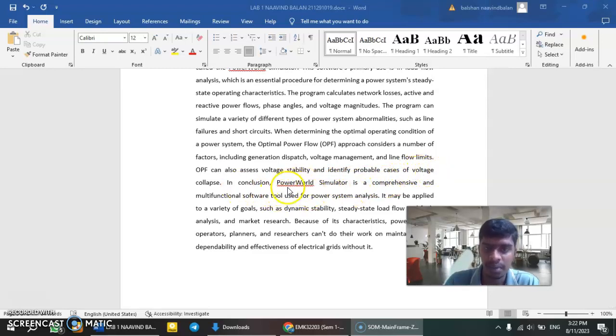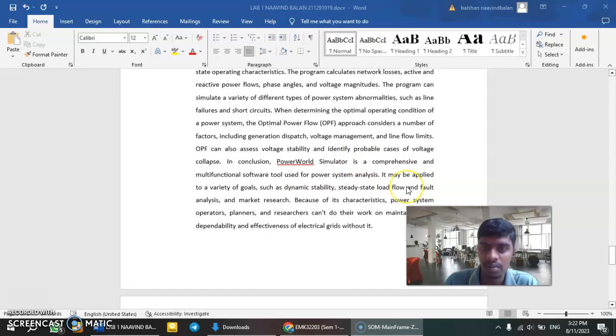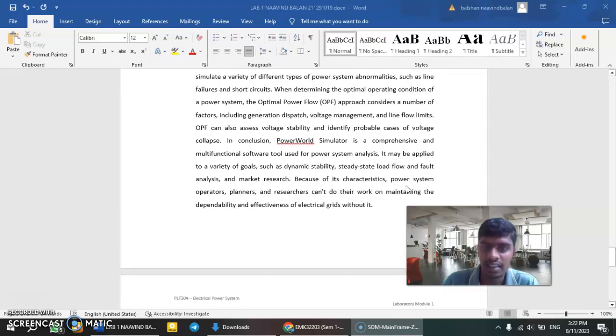PowerWorld Simulator is a comprehensive and multifunctional software tool used for power system analysis. Because of these characteristics, system operators, planners and researchers cannot maintain the dependability and effectiveness of the electrical grid without it.